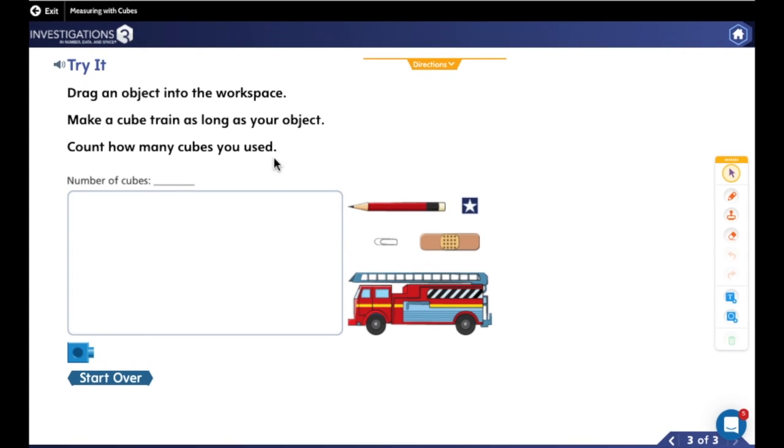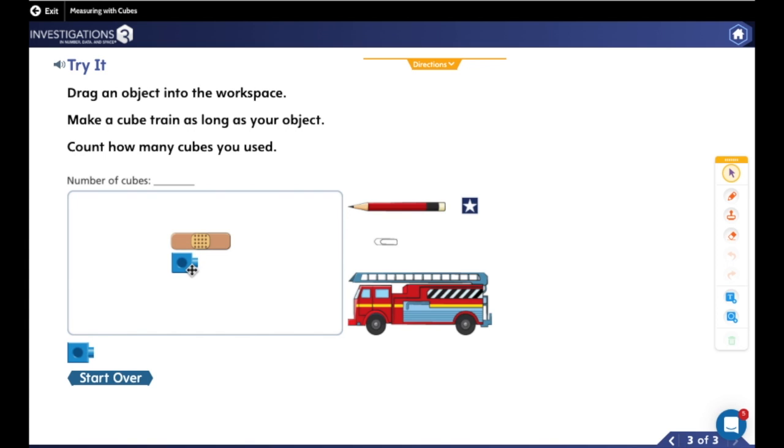Now this one says drag an object into the workspace. You have a pencil, a sticker, a band-aid, a paperclip, and a fire truck toy. Make a cube train as long as your object. Count how many cubes you used. So, if I use the band-aid, down here are my blue cubes. I can click and drag.